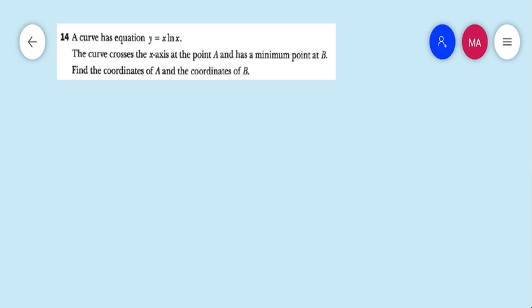Here we go. This is question number 14. A curve has equation y equals x ln x. The curve crosses the x-axis at the point A and has a minimum point at B. Find the coordinates of A and the coordinates of B. Very easy question. As the curve crosses the x-axis, it means y should be 0.